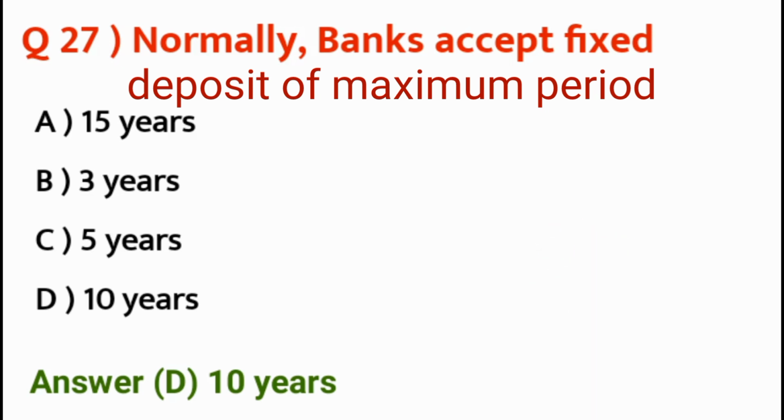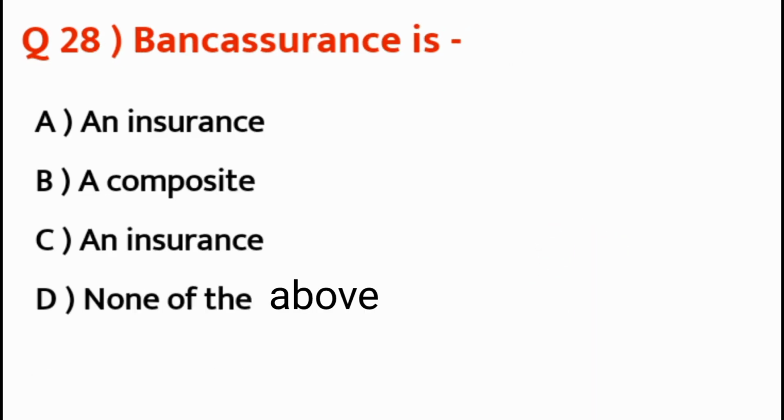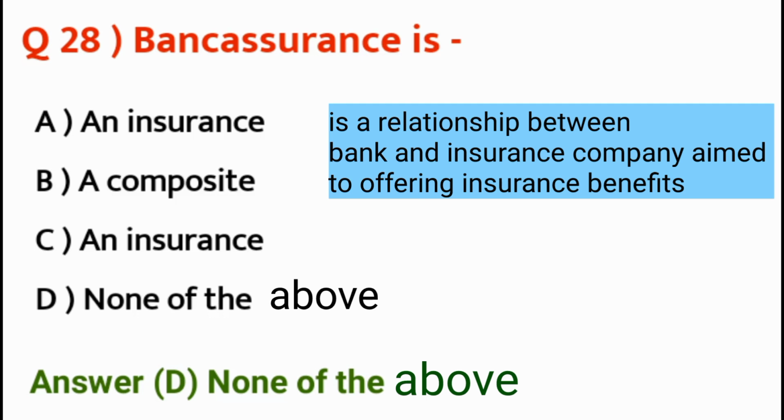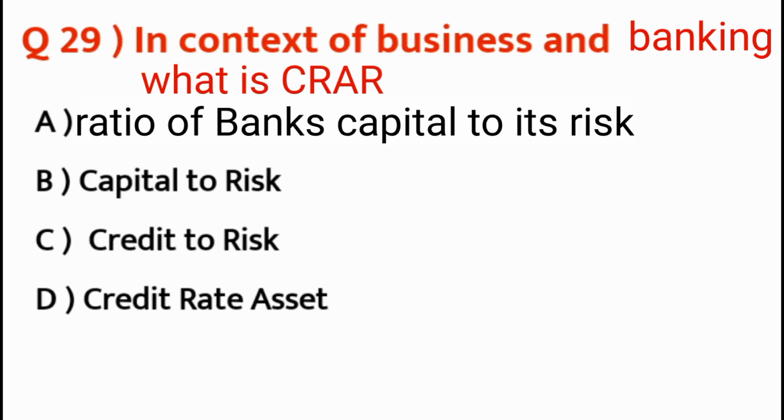Next, bancassurance is a insurance, a composite, and insurance, none of the above. So the correct option is none of the above. So bancassurance is a relationship between bank and insurance company aimed at offering insurance benefits.